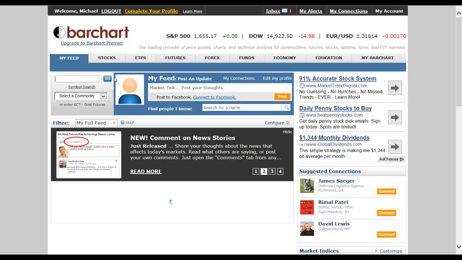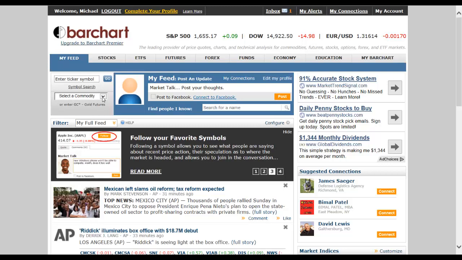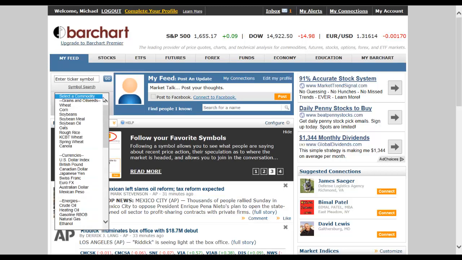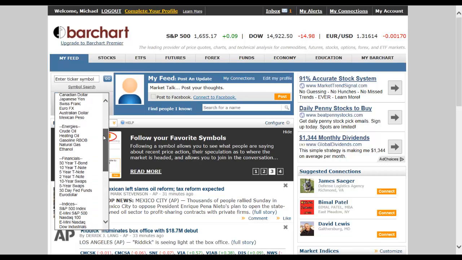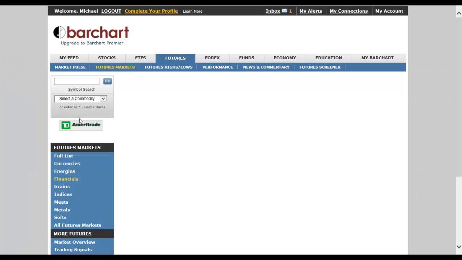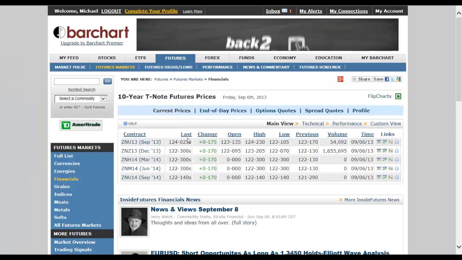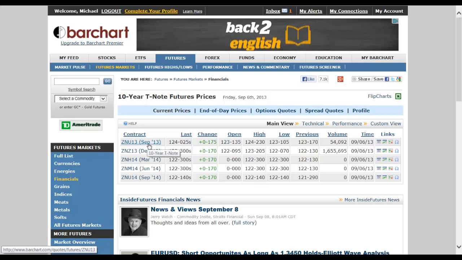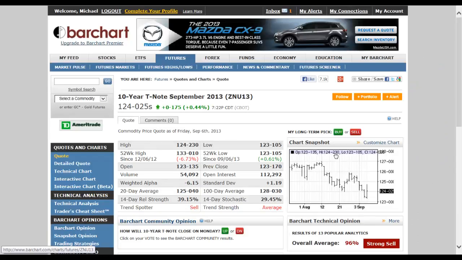Okay, when barchart opens up like this, you're going to look over here and it's going to say select a commodity. Hit that little toggle window down and scroll down to the financial section, and you'll see 10-year T-note. Click on that and it'll give you a few choices of contract months. Just use the highest month here, okay? In this case it's September. When this window opens up, you're going to go over here to customize chart. Click on that.